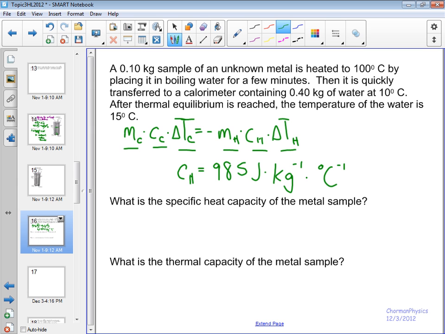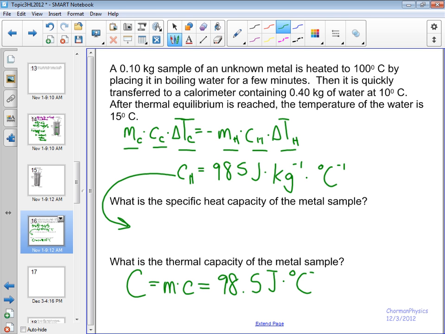Then the question is, what is the thermal capacity of the metal sample? Since it's 0.10 kilograms, remember, the thermal capacity is just going to be equal to the mass of the substance times the specific heat capacity. When you do this, you end up with 98.5 joules per degree Celsius. So that's a quick calorimetry example.